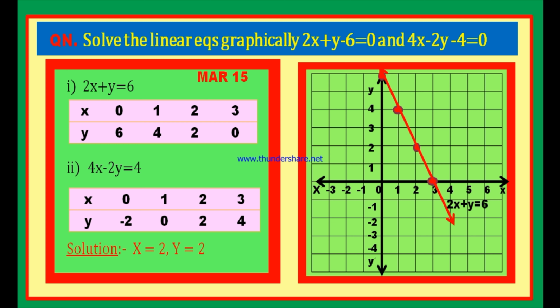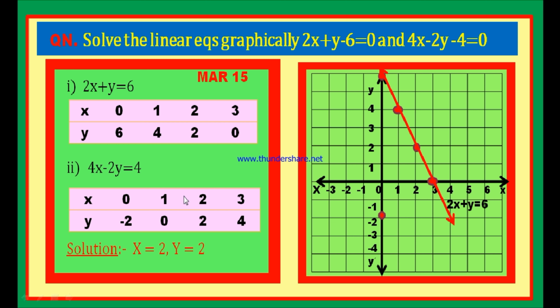Here the first point is 0, minus 2. The first point on this graph sheet is 0, minus 2. Now x is equal to 0 and y is equal to minus 2. Y is equal to minus 2 means that point may lie on the y axis. Here is the point. This is 0, minus 2.